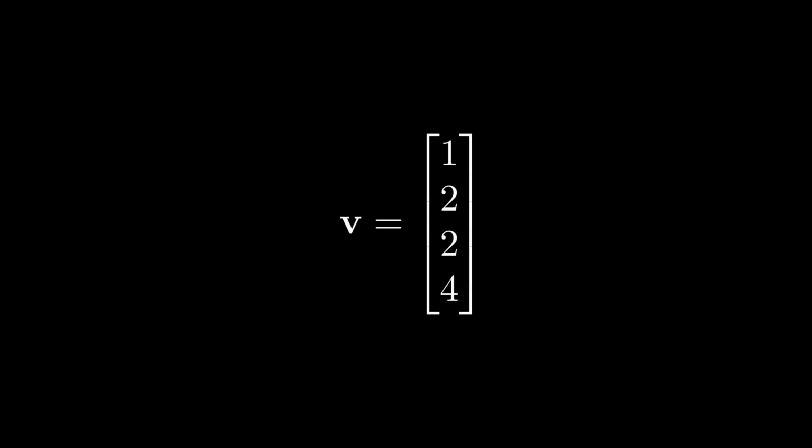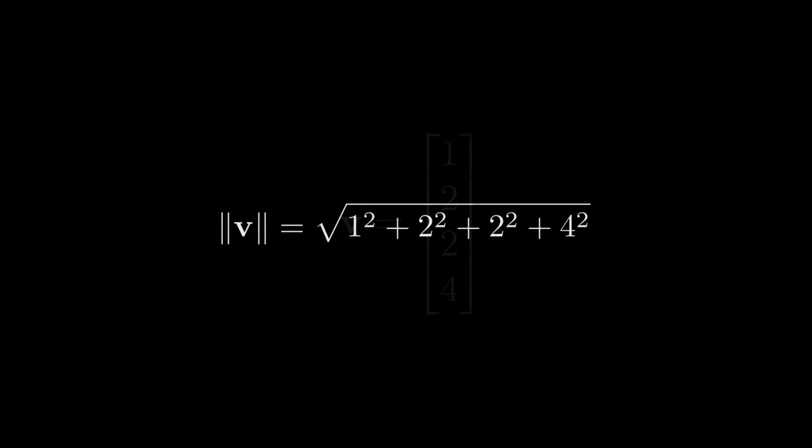Now we have a vector in 4 dimensions. Yes, vectors can have more than 2 components if they're in a higher dimensional space. How do we find its magnitude? The answer is surprisingly simple. We follow exactly the same pattern.